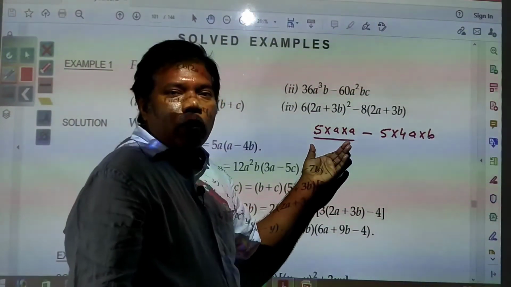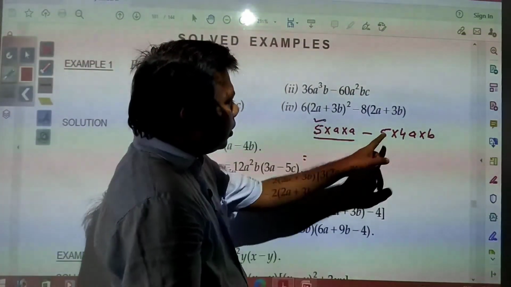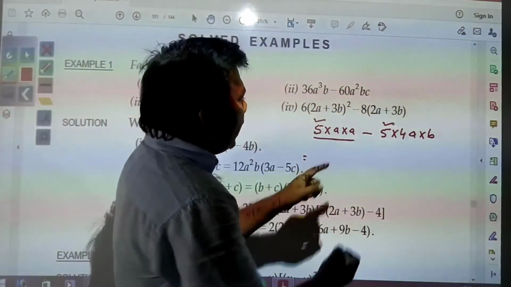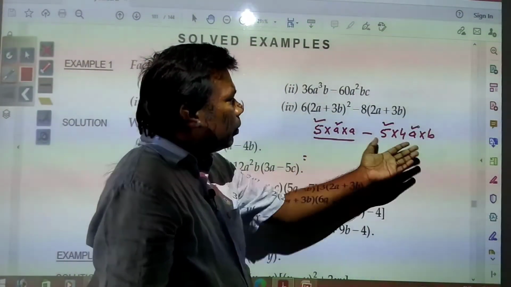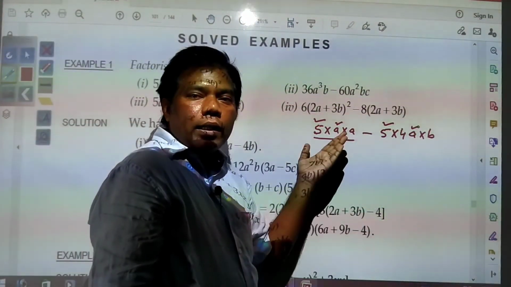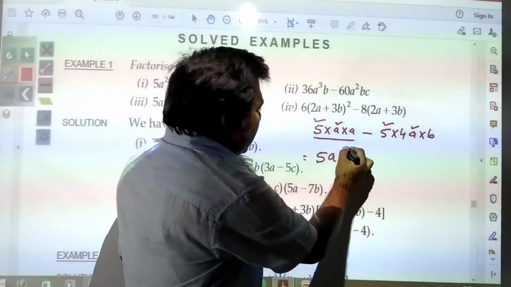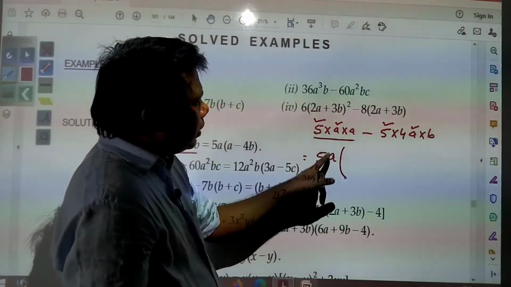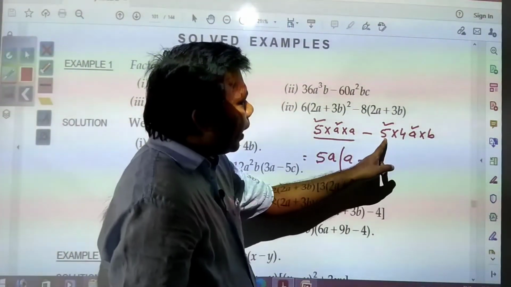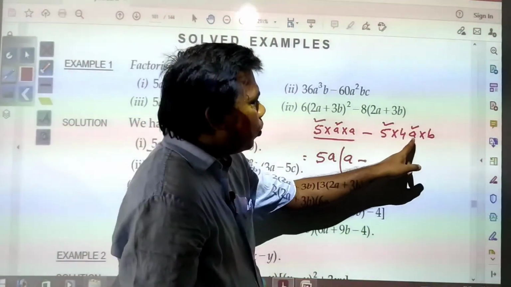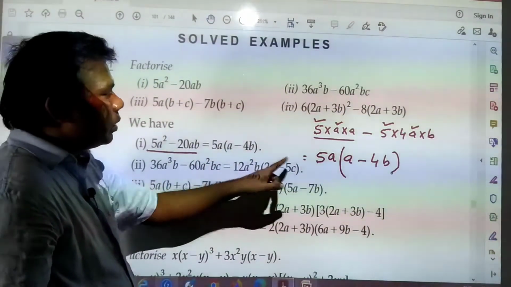Now we need to see what is common. So what common can we see? We can see 5 is common. Then a you have common. So 5a can be taken out. In both you have got the same thing, so that can be taken out. So 5a we have taken. Now you see, in the first term what is left? In the first term what do you have left? A. Minus, 5 and a you have taken out. What is left? 4b. Now you see 5a into a minus 4b.